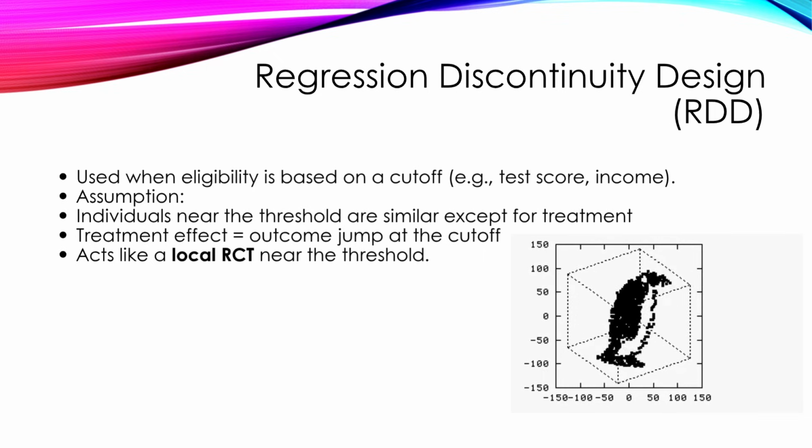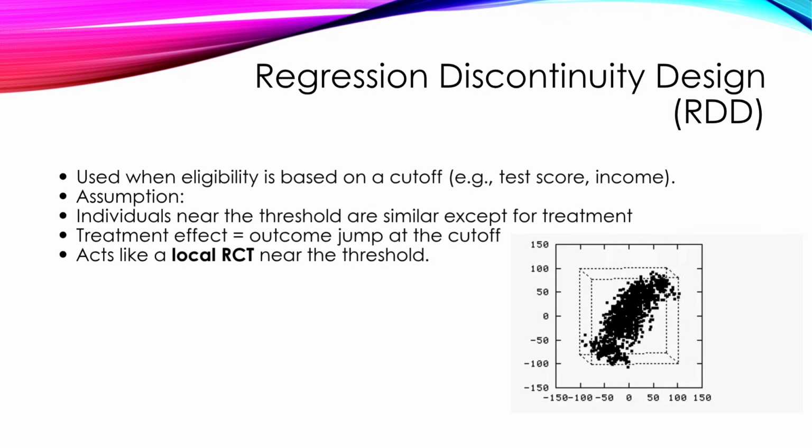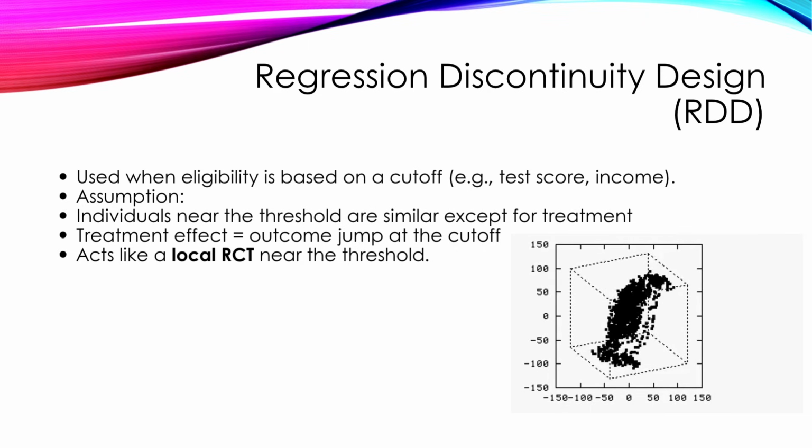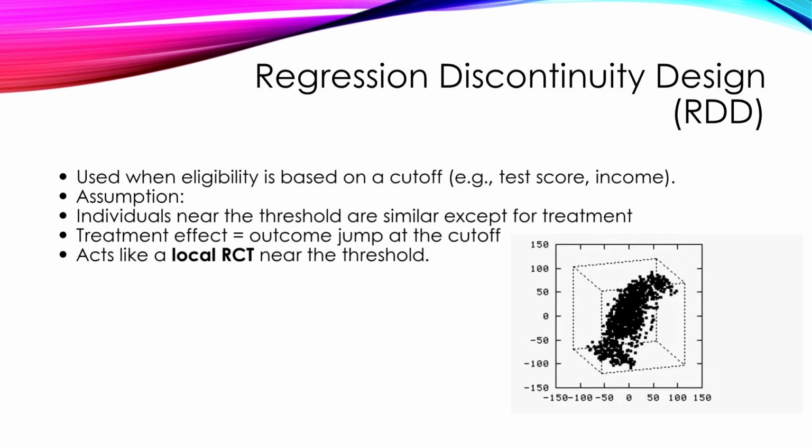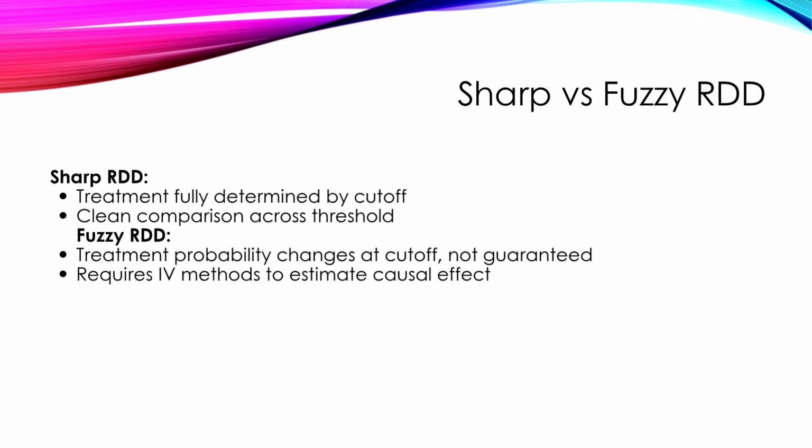For the design to be valid, individuals must not be able to precisely manipulate their score to control their eligibility around the threshold, ensuring local randomization. Now let's take a look at sharp versus fuzzy RDDs.